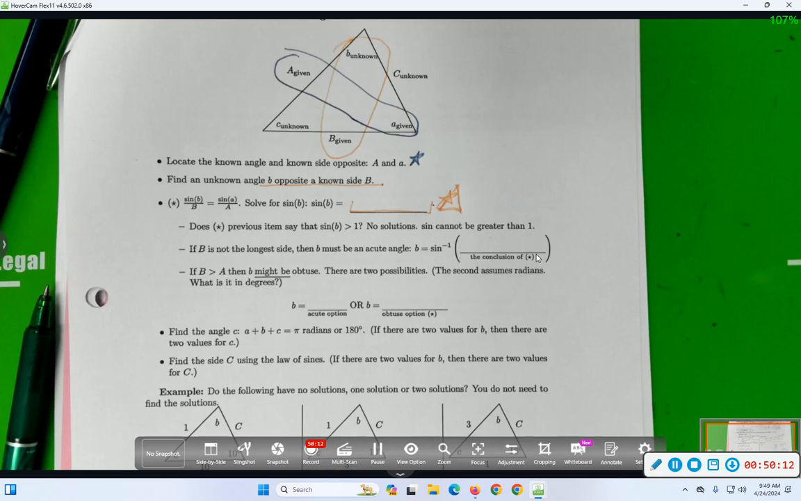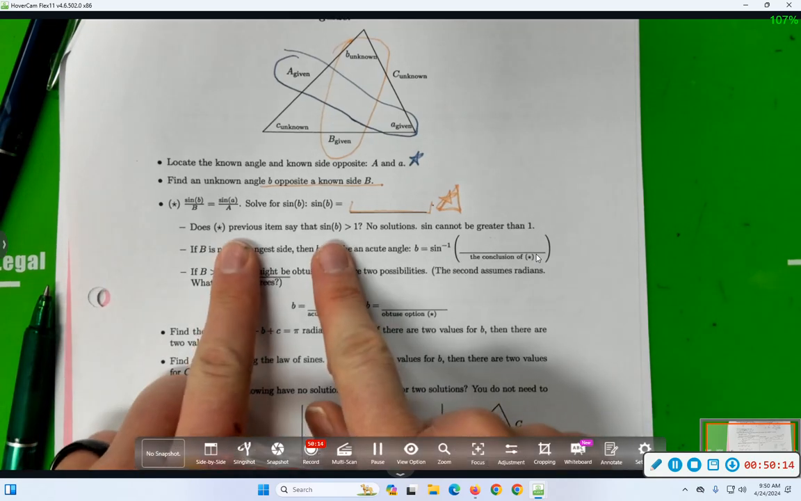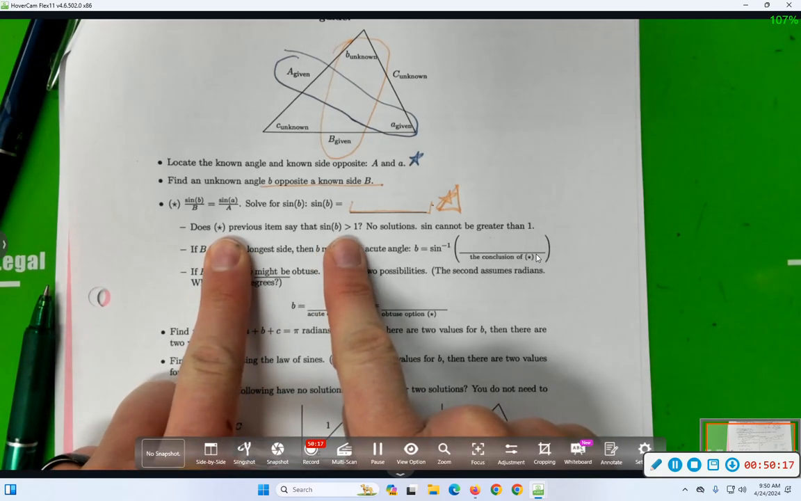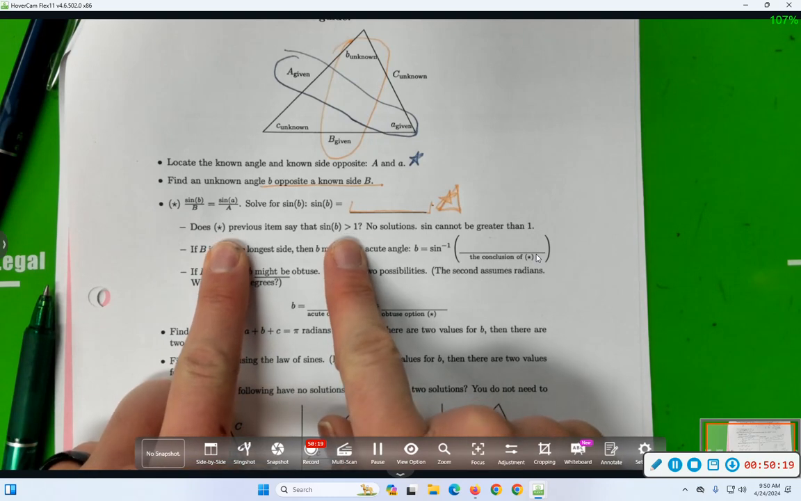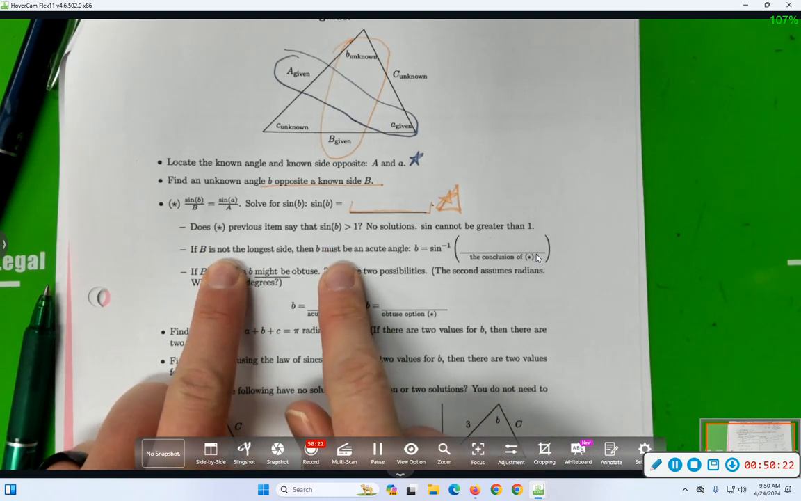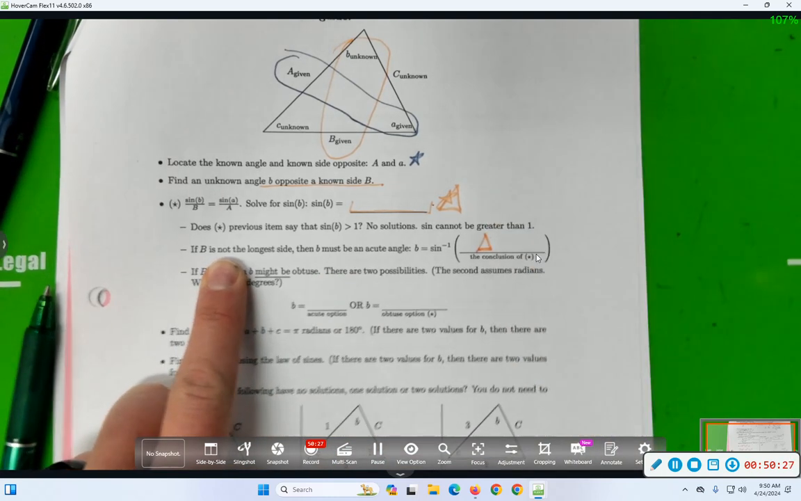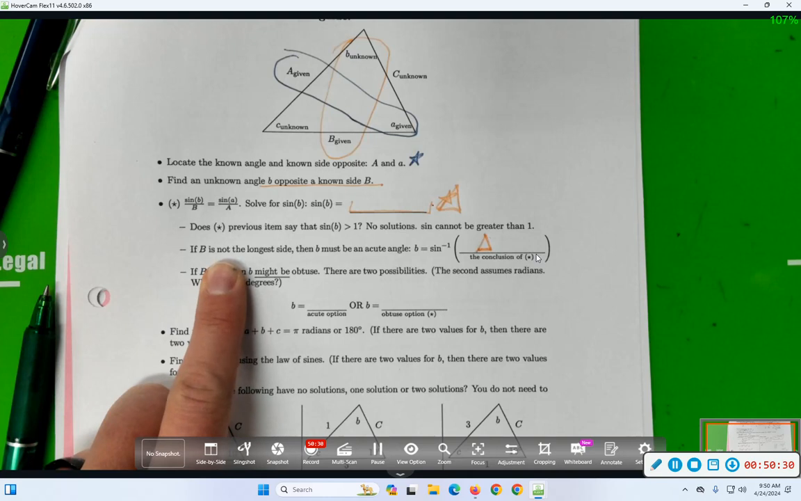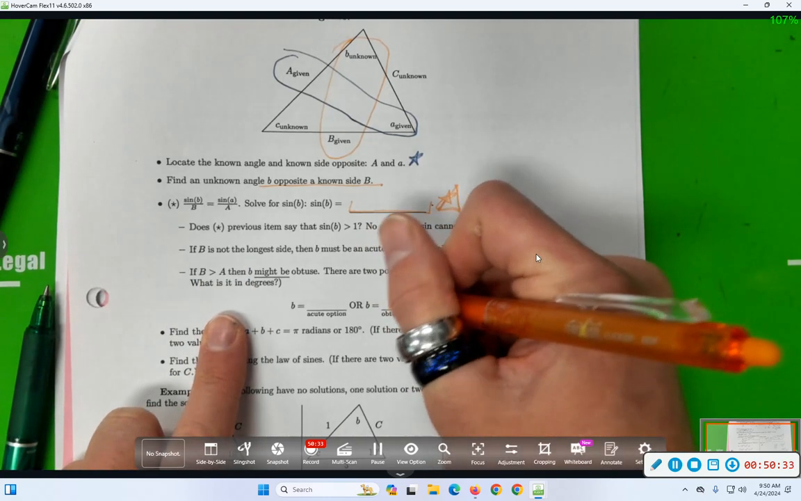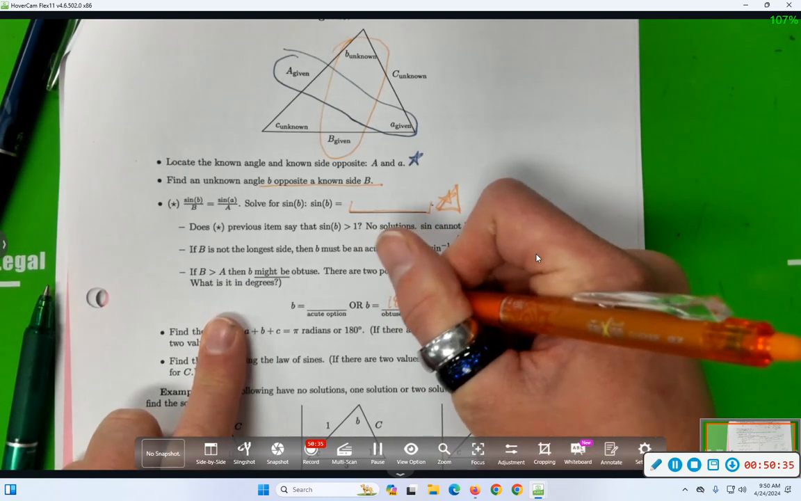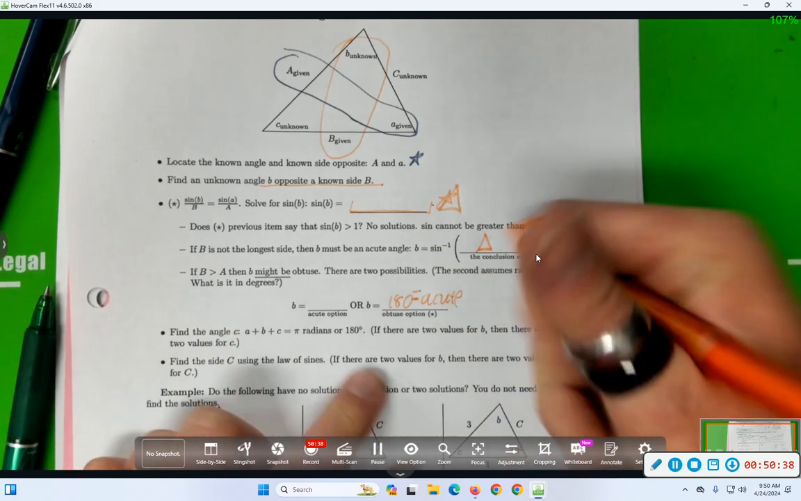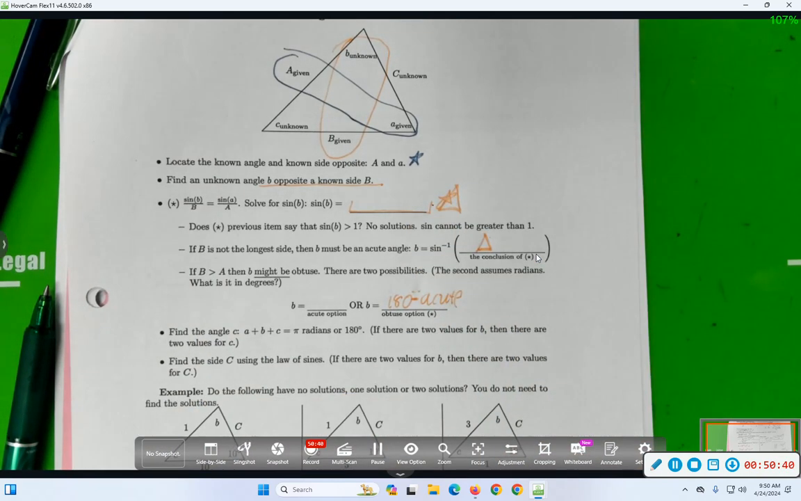You can figure out what sine of b has to be. If this previous line says that sine of b is bigger than 1, then you're done. You should just stop and say there are no solutions. If b is not the longest side length, then you only have the acute option: inverse sine of whatever it is that you said sine is equal to. Otherwise, you should use 180 degrees minus the acute option to get the obtuse option. And you'll have two solutions. And from there, just follow your nose. Find the rest of the things given those assumptions.